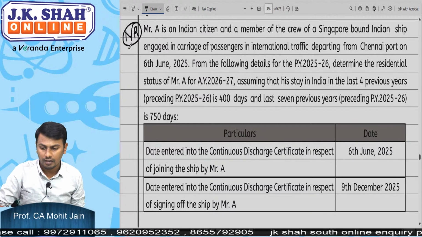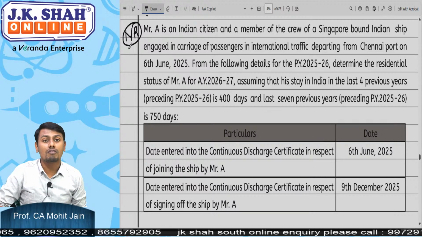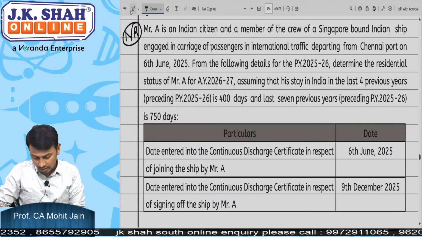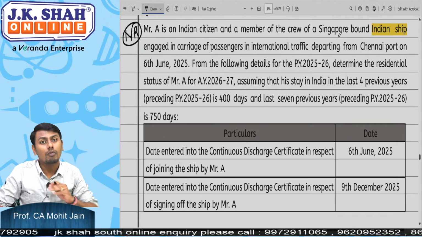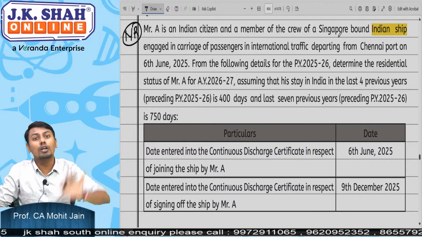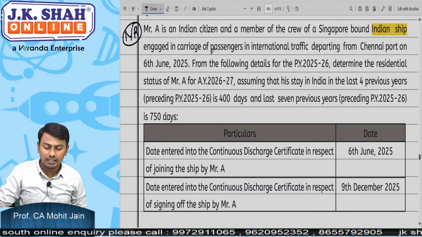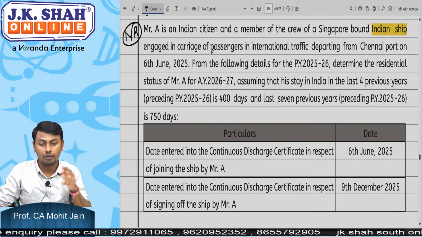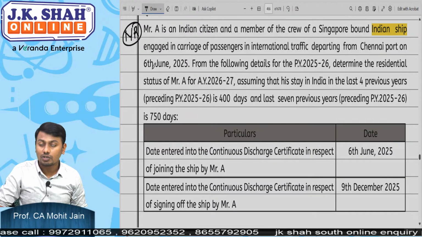Let us see. Mr. A is an Indian citizen and a member of the crew of a Singapore-bound Indian ship. Hey, what do you mean by Singapore-bound Indian ship? Is it an Indian ship? Yes. But what do you mean by the word Singapore-bound? Matlab, it is going to Singapore. Engaged in the carriage of passengers in international traffic departing from Chennai port to Singapore. So from Chennai it is going to what? Singapore on 6th June 25.